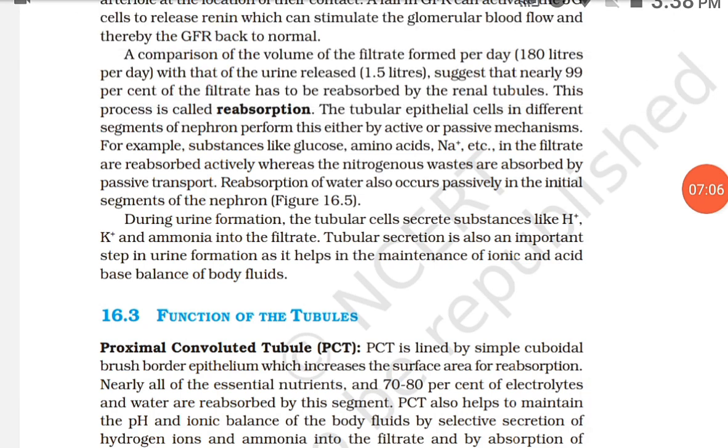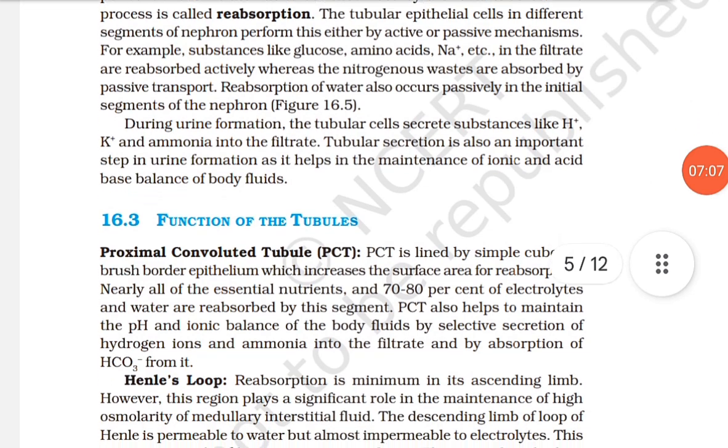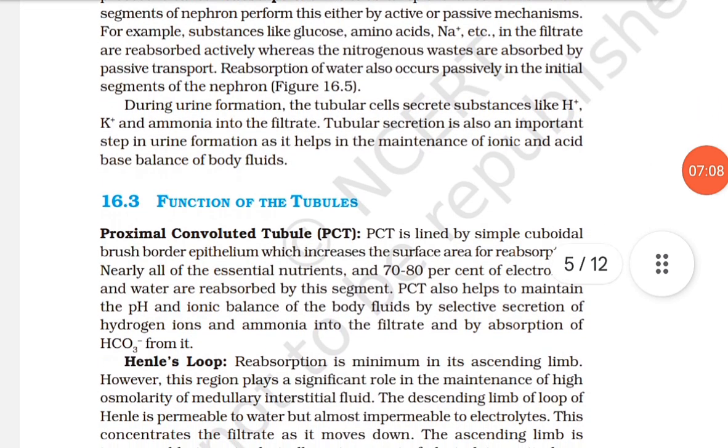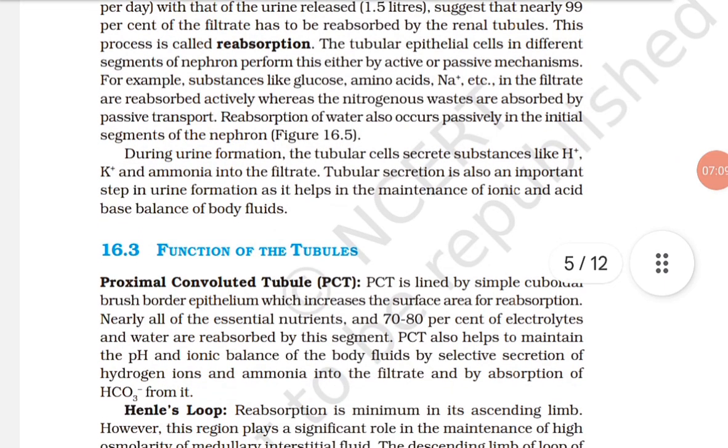PCT also helps to maintain the pH and the ionic balance of the body fluids by selective secretion of hydrogen ion and ammonia into the filtrate and by the absorption of HCO3 negative, that is bicarbonate, from it.